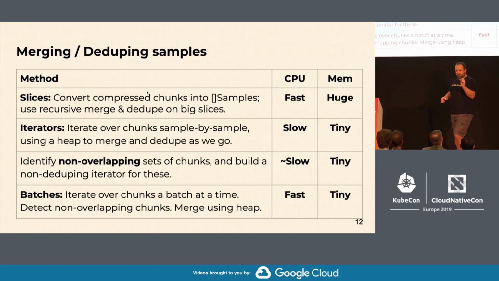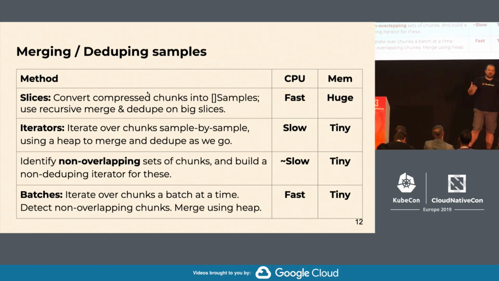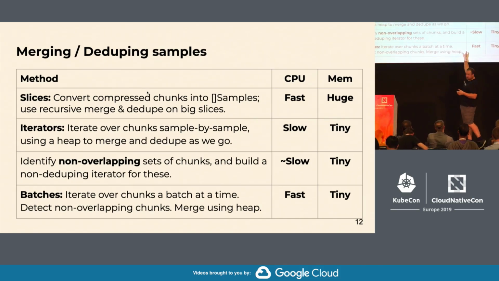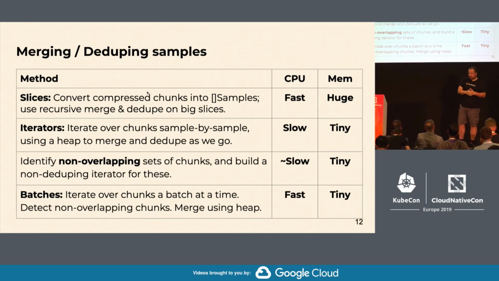Each sample in a chunk only uses about a byte, but when not in a chunk it's like 8, 16, something around 16. So when you decompress them, you end up with a lot of data. And so this is how Cortex did it a year or two ago. And it would run out of memory if you ran a big enough query. That kind of sucks, right?